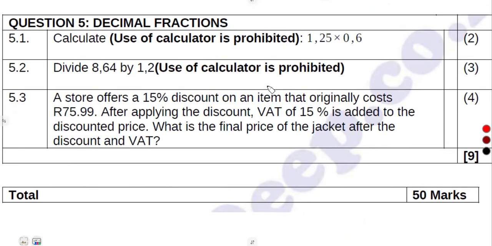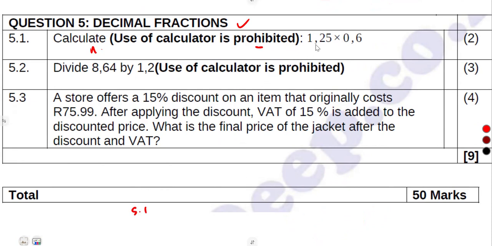Question number 5, which is on our decimal fractions. 5.1, calculate. Use of calculator is prohibited. Do not use a calculator to calculate this. So that's 5.1. So many ways.